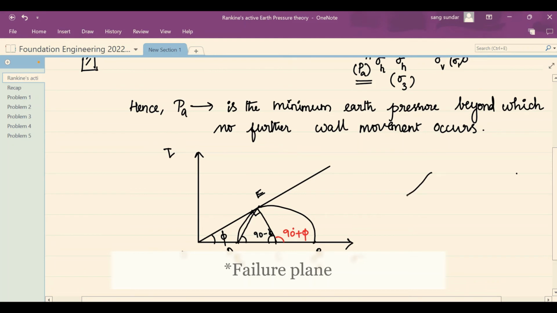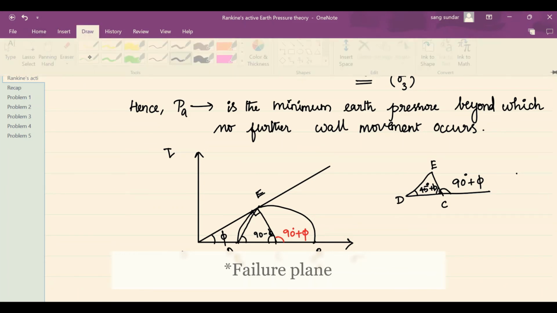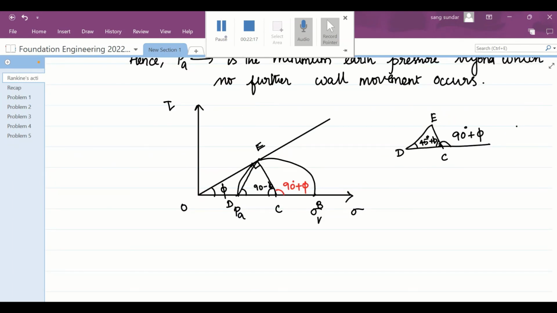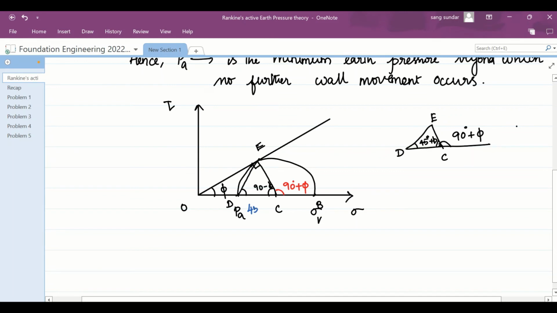I'll just draw this triangle separately. So this is D and here E, and if this is C, and here goes our 90 degree plus phi. So this is the exterior angle. Hence, the interior angle over here will be 45 degree plus phi by 2, so half of the exterior angle.